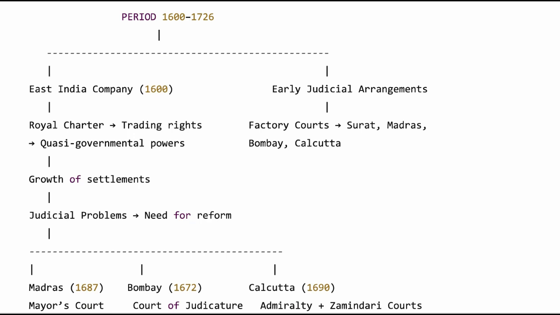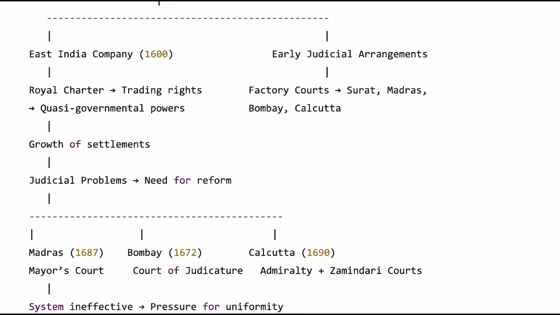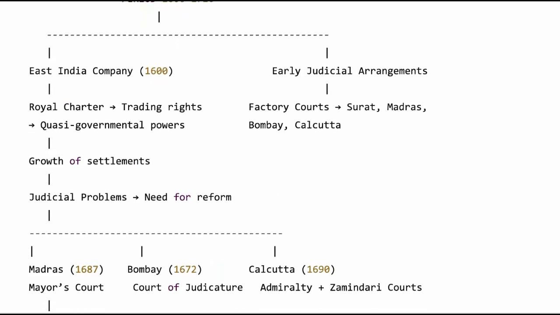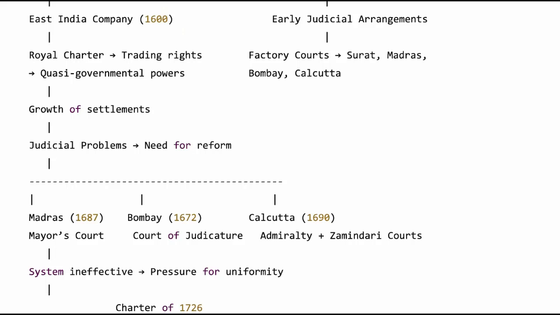Let us look at the mind map quickly. East India Company was set up in 1600 through Royal Charter, which gave it the trading rights. It also had quasi-governmental powers. There was a lot of growth in terms of trade and population in these settlements, which led to judicial problems and a need for reform. This was the earliest judicial arrangement wherein there were factory courts set up in Surat, Madras, Bombay and Calcutta.